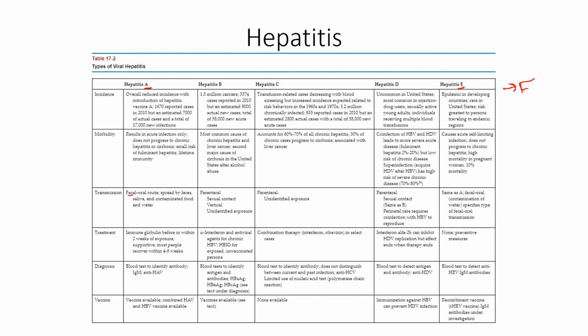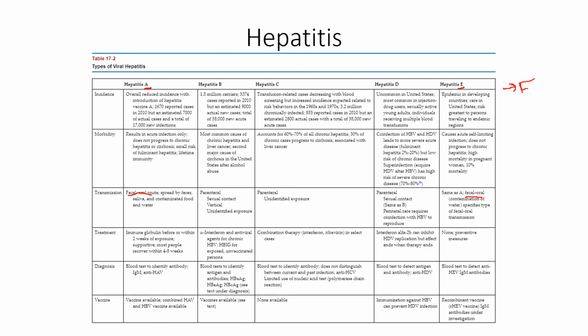So transmission, fecal-oral route, A and E. Those are the only ones that are transmitted through the fecal-oral route. So if you eat contaminated food or drink contaminated water, you can get hepatitis A or hepatitis E. So hepatitis A results in acute infection only. It does not progress to chronic hepatitis usually.